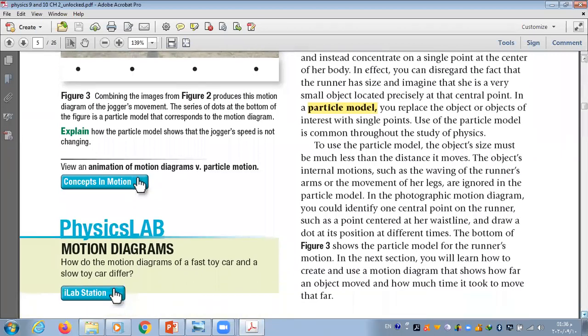In the next section, you will learn how to create and use a motion diagram that shows how far an object moved and how much time it took to move that far.